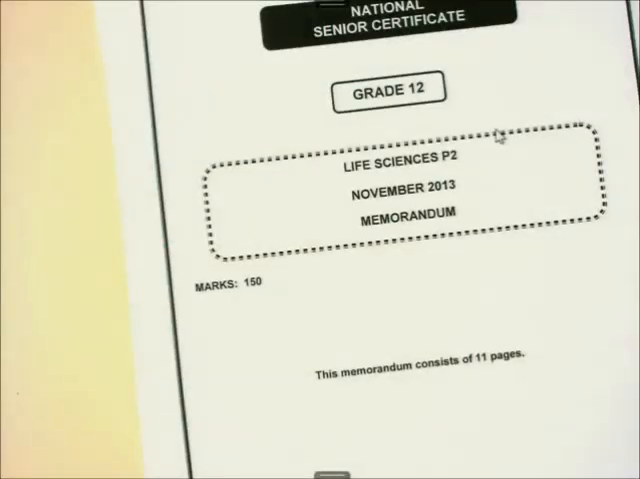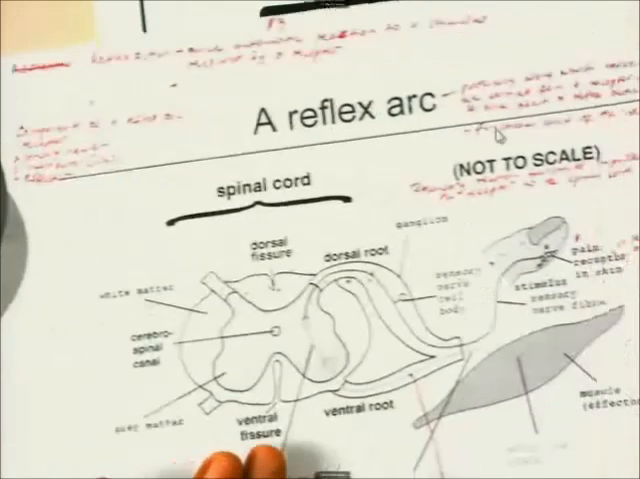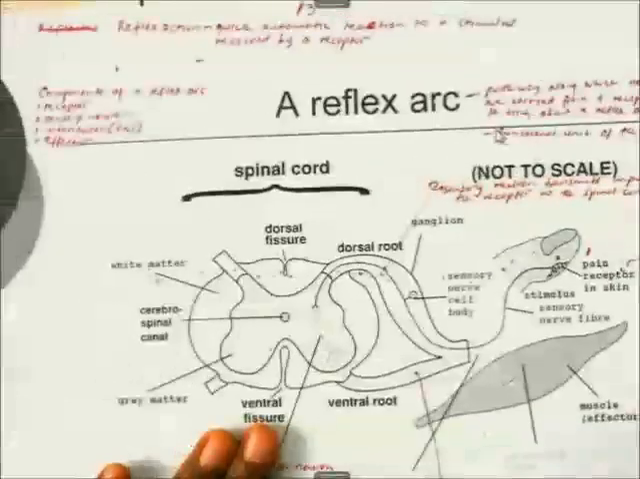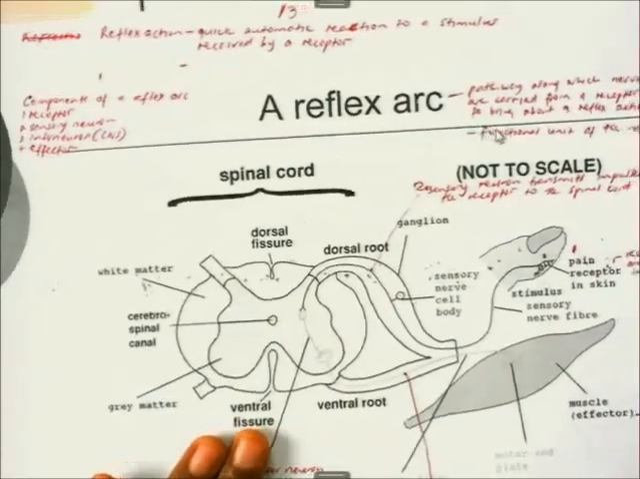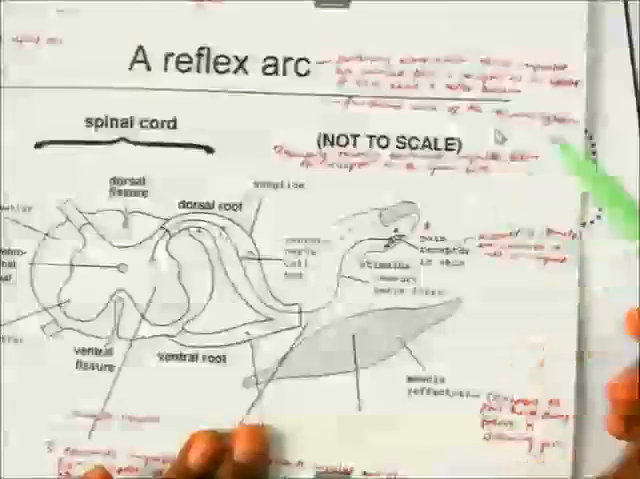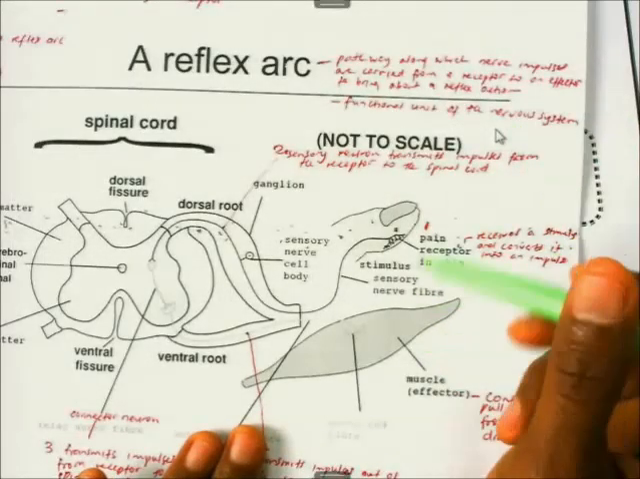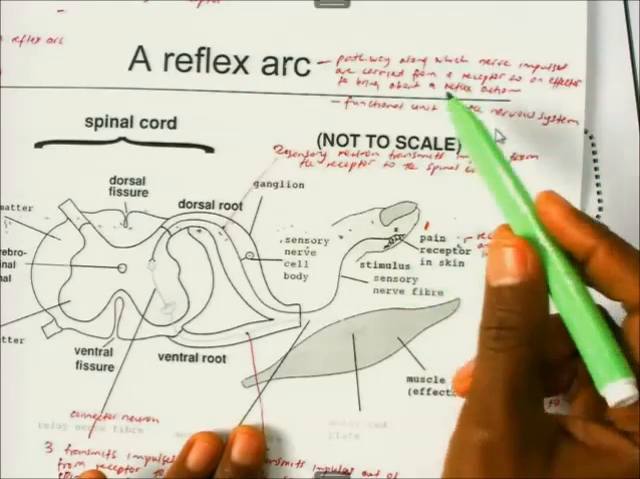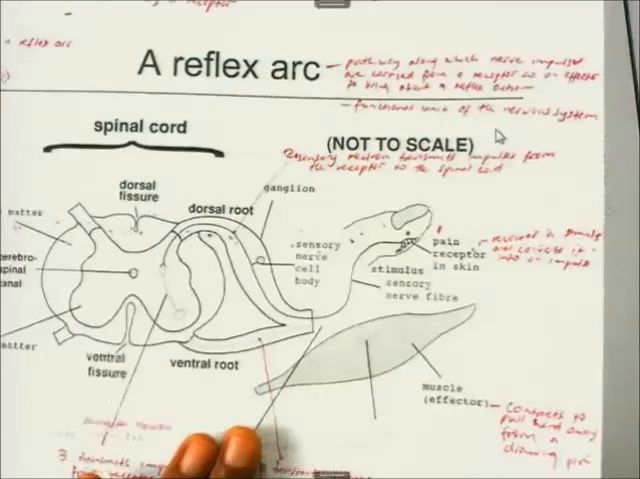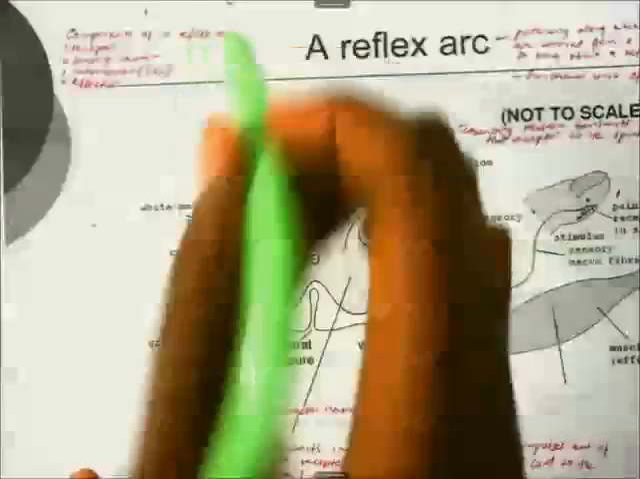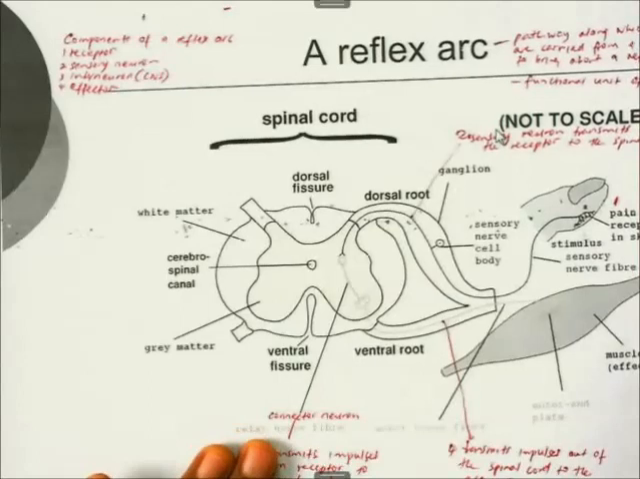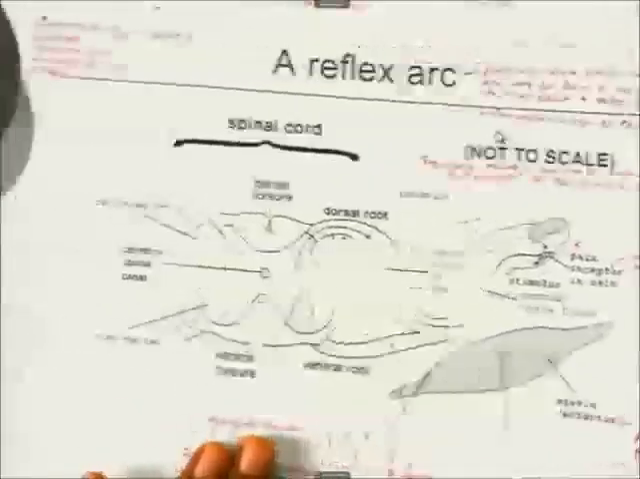So now, coming to what is called a reflex arc. What is a reflex arc? A reflex arc is a path along which nerve impulses are carried from a receptor to an effector so as to bring about a reflex action. A reflex arc is regarded as being the functional unit of the nervous system.